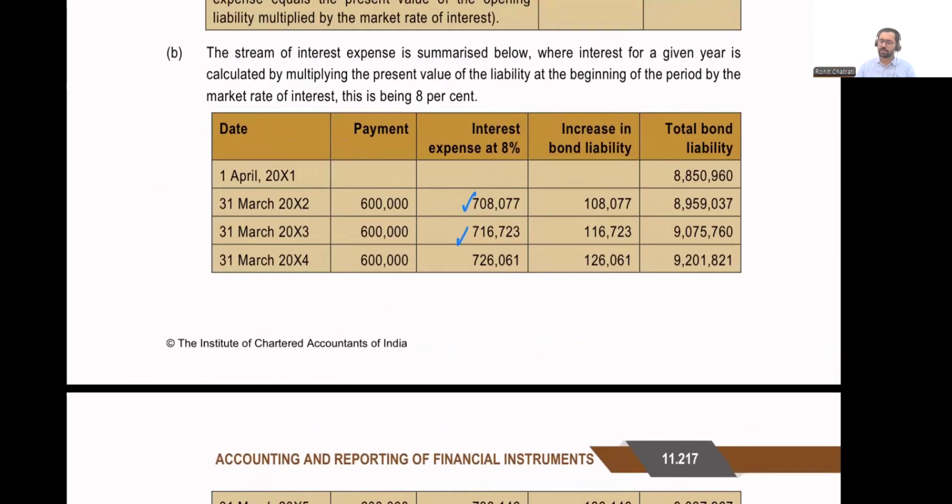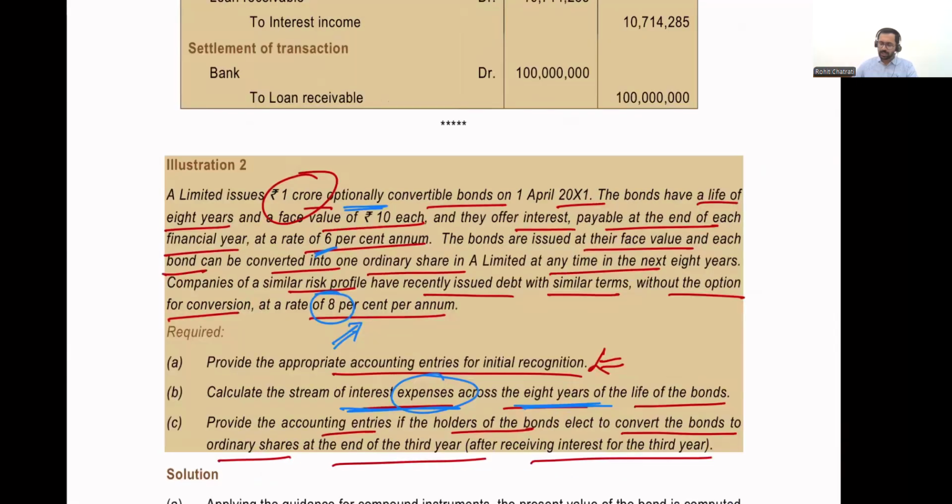Now, if you see the way the answer is presented in the institute material as well, you have a payment of 6 lakh every year, and the difference between these two results in an increase in your bond liability of 1 lakh rupees each year. So you start with 88 lakhs, and it is increasing every year by 1 lakh. So 88 becomes 89, 89 becomes 90, and that way you end up with a 1 crore balance at the end of the eighth year. Let's now move to part C.